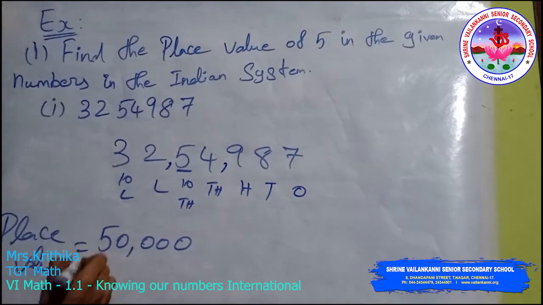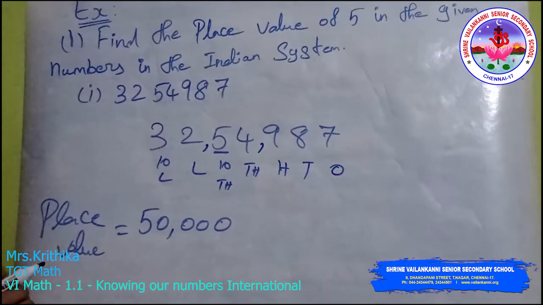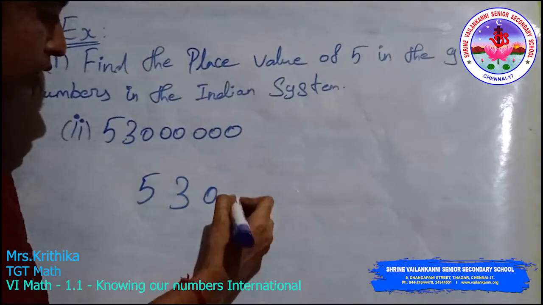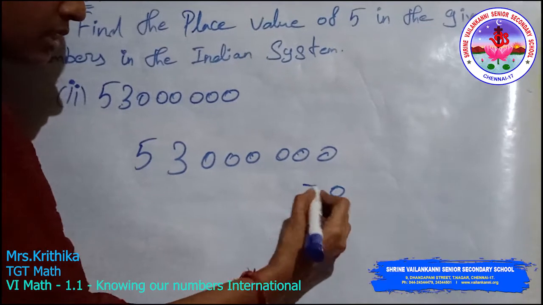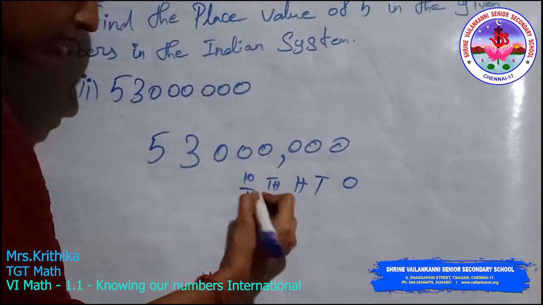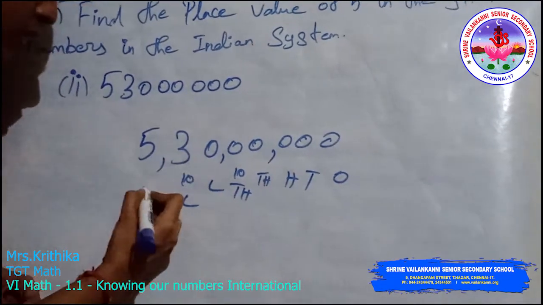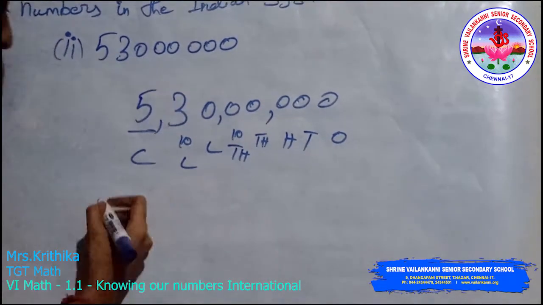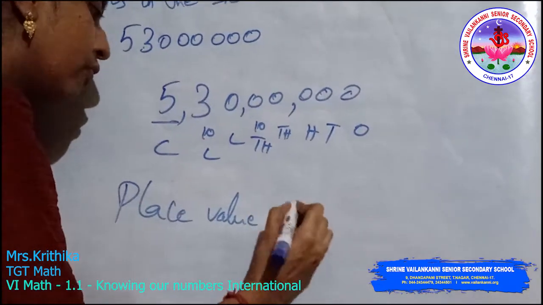Using the same method, first separate the digits using commas. Ones, tens, hundreds, thousands, 10,000, lakh, 10 lakh, crore. Here the 5 comes in crores. Place value of 5 is 5 crores.